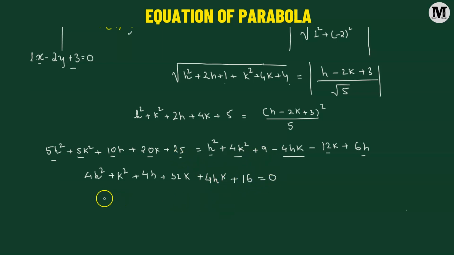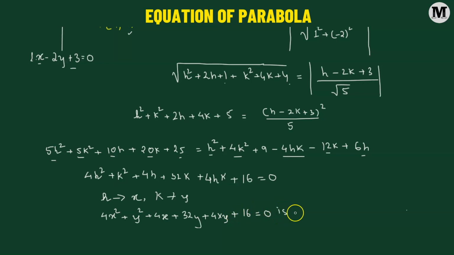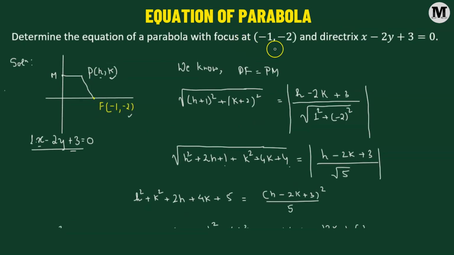equals 0. To find the equation of the parabola, we have to replace the value of h with x and the value of k with y. That gives us 4x squared plus y squared plus 4x plus 32y plus 4xy plus 16 equals 0. So this is the equation of the parabola. This is the required equation of the parabola whose directrix is x minus 2y plus 3 equals 0 and whose focus will be at (-1, -2).